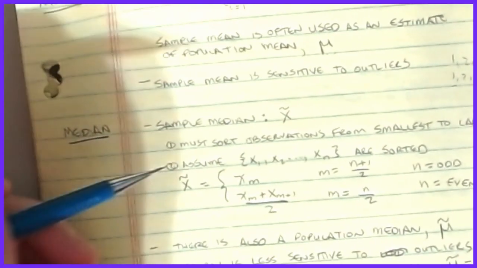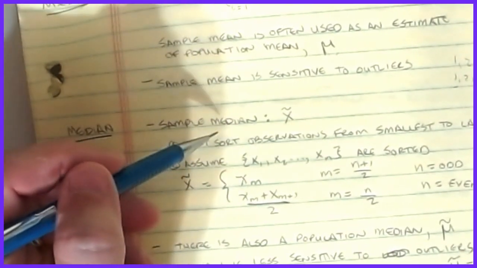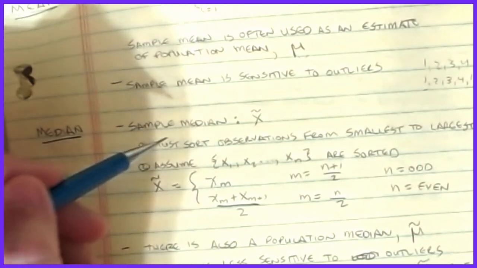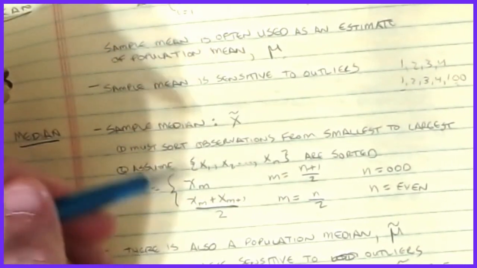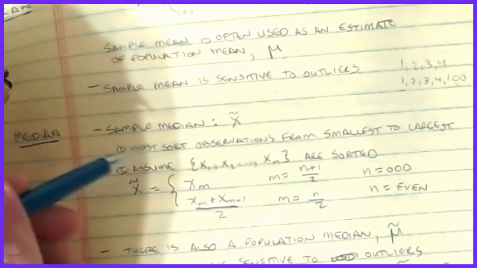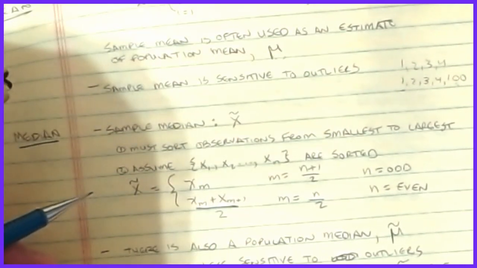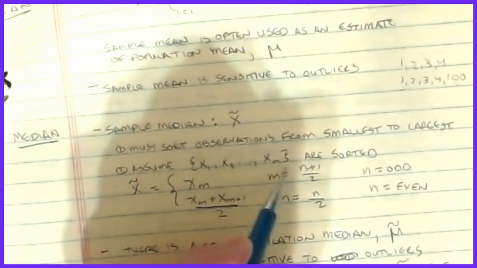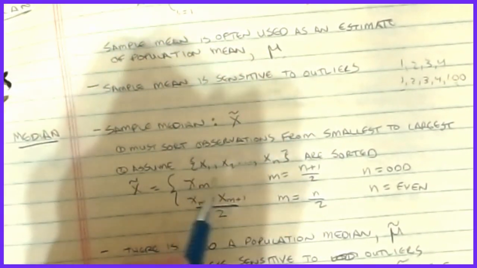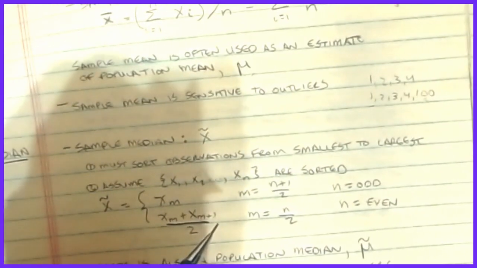Okay, the next measure of location has to do with the sample median. The median is the middlemost point of a set of data. To get this, I must sort the observations from smallest to largest, and then find the middlemost value in that data set. So if we have a data set x1, x2, all the way out to xn that are sorted, I'm just going to look for the middlemost values.